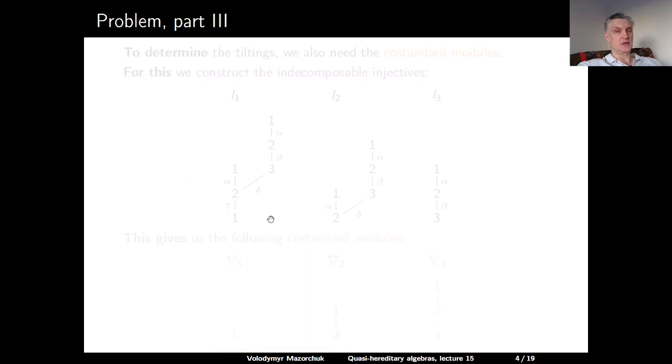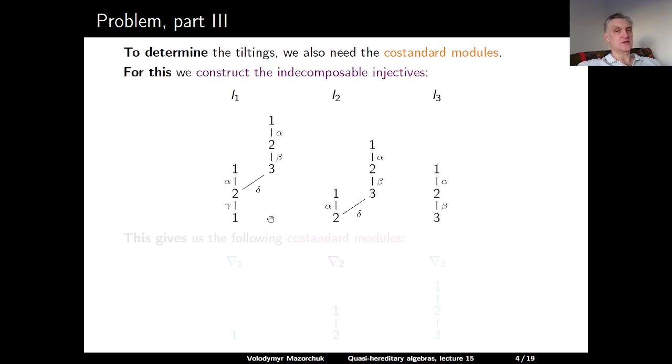In order to be able to determine the tilting modules, we also need to construct the costandard modules, because tilting modules are those which have both standard and costandard filtration. So then let us construct the indecomposable injective modules. Now I3: we start from the circle 3, we can arrive to 3 using beta, and then we can arrive to 2 using alpha. And our relations prohibit anything else.